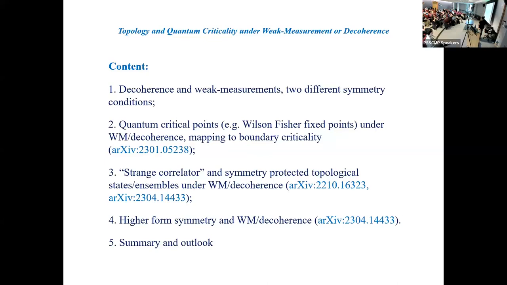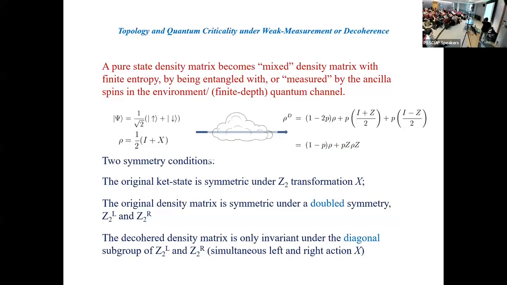So basically, I will first start with some very simple notions such as decoherence and weak measurement, and most importantly, I will introduce two different symmetry conditions, which will become very important for the rest of the talk. Then I will mostly focus on two systems: quantum critical points under weak measurement or decoherence, and strange correlators and symmetry protected topological states under weak measurement and decoherence. And if there's time, I will also talk about higher form symmetries and how they behave under weak measurement. Okay, so let's talk about decoherence first.